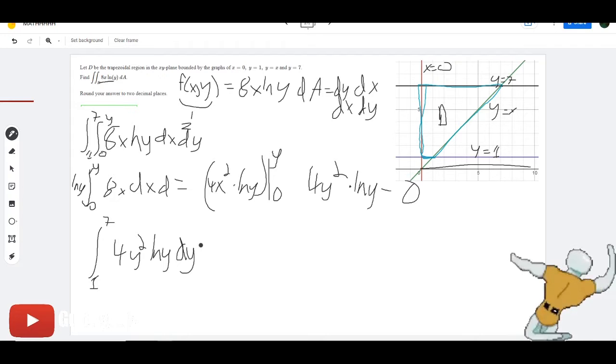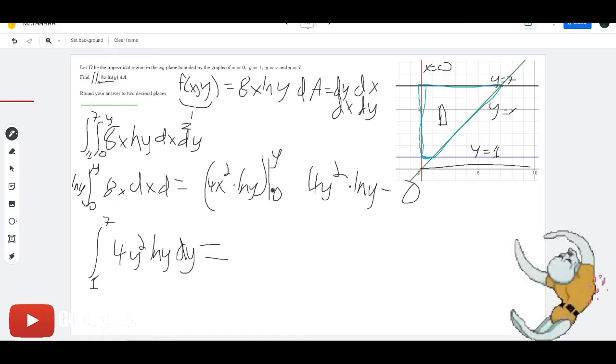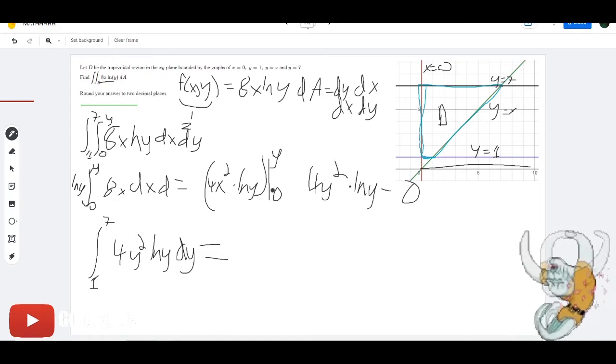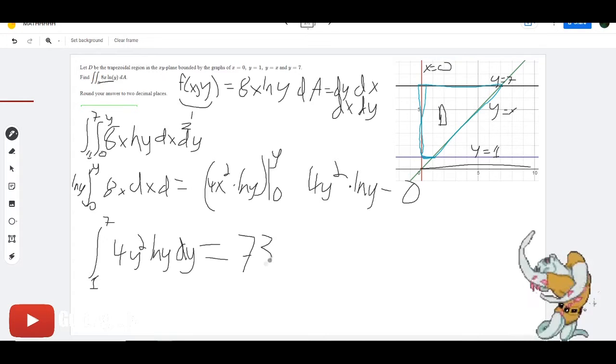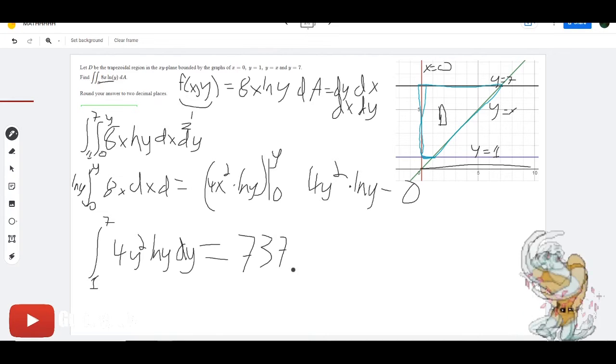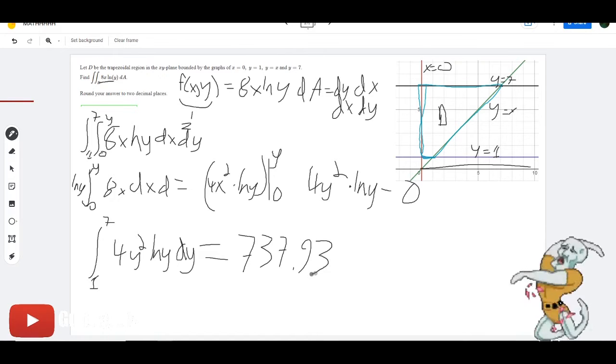Times ln y minus 0, because when you plug in 0, it's all zero. So now we have the integral from 1 to 7 of 4y squared times ln y dy. If you have a calculator, this is where you're like, hell yes. If you don't, this is where you wonder how to integrate this. I'll integrate this after I plug this into my calculator. If you already know, you can just take this answer. It's equal to 737.93.